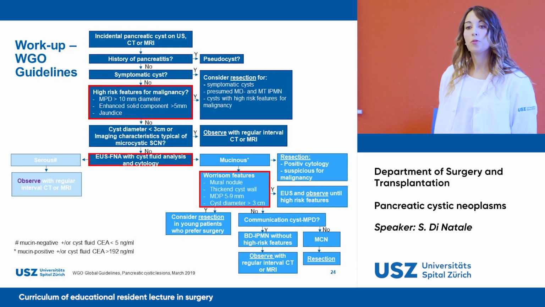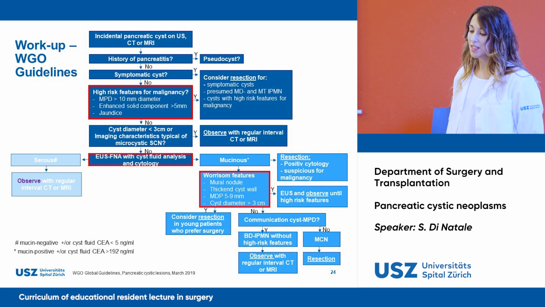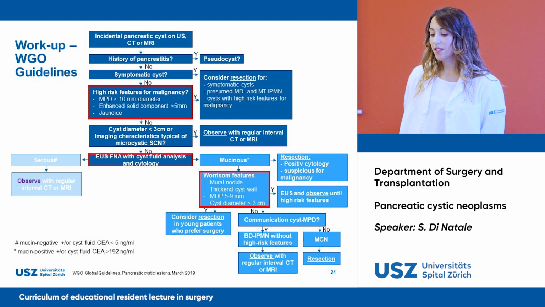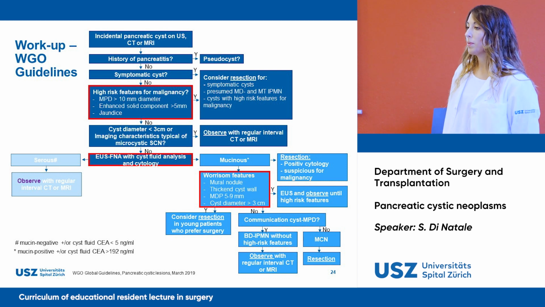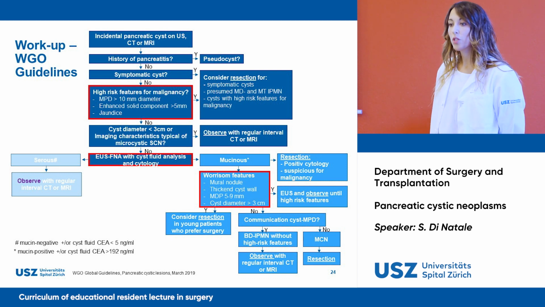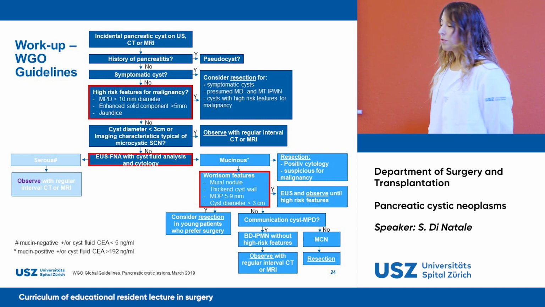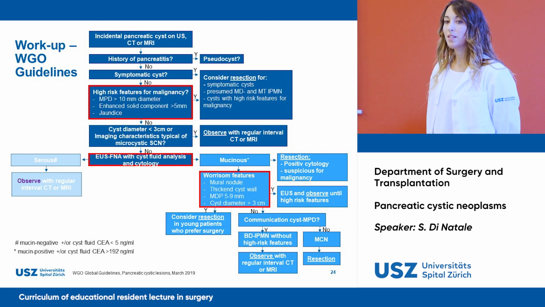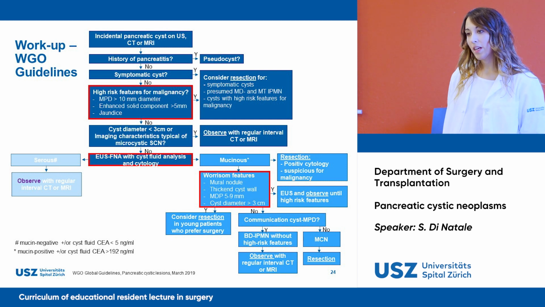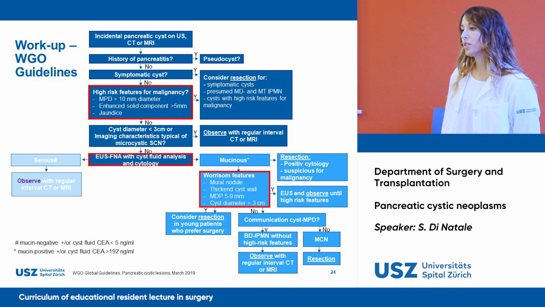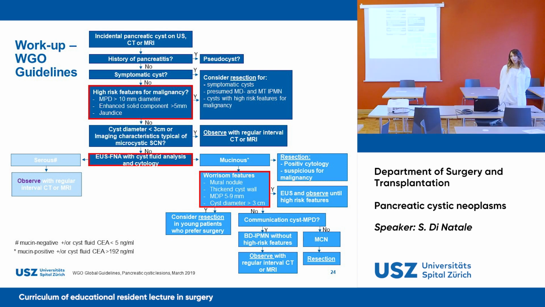Now, how should you proceed with a diagnostic workup in incidental pancreatic cysts? On this slide, the World Gastroenterology Organization workup guidelines are represented, which were published in March 2019. I don't want to go into details, but the only thing I want to show is that there are different criteria which help you to decide whether to observe or resect a pancreatic cystic neoplasm.